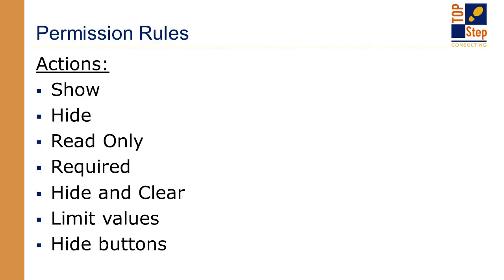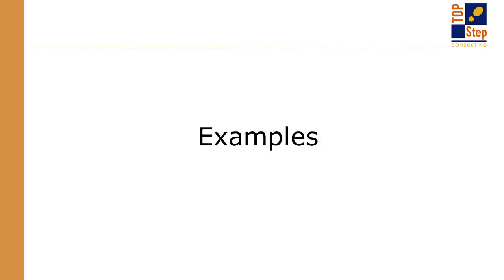Another good example of this is on a user form. If you have a user who is an employee, you may want to limit certain values to these departments. But if it's a contractor, you may want to limit them to these other values or hide it completely. And then hiding buttons, we've talked about that a little bit already in terms of the save and delete buttons. So here's some examples of how these permission rules function.